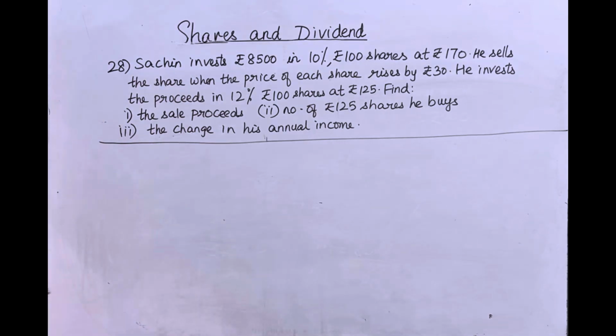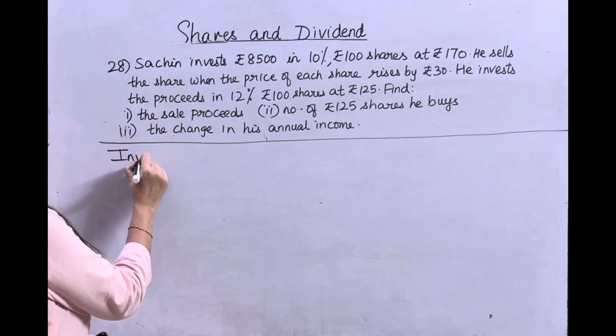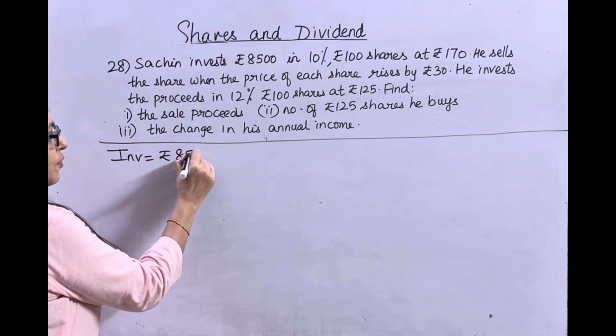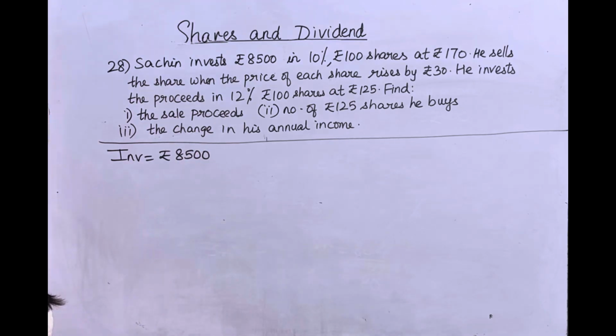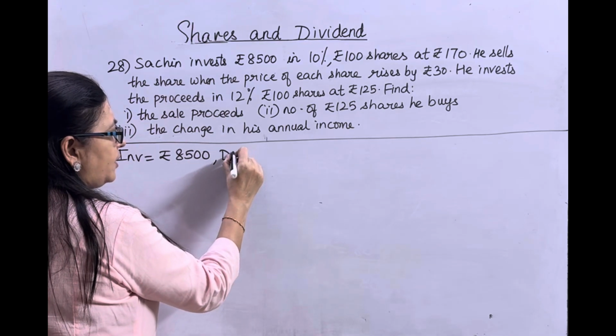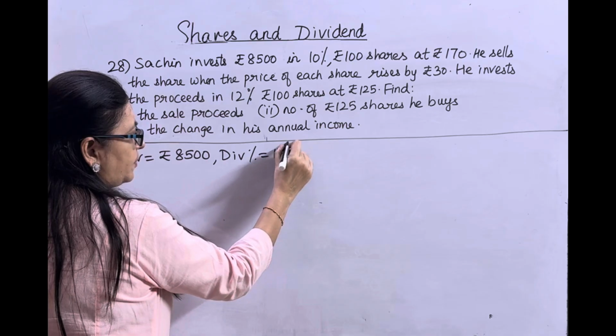It's coming to the second last question, the 28th one. Sachin invests rupees 8,500. What is that? Investment. Rupees 8,500 in 10% shares. So dividend percent is 10%.